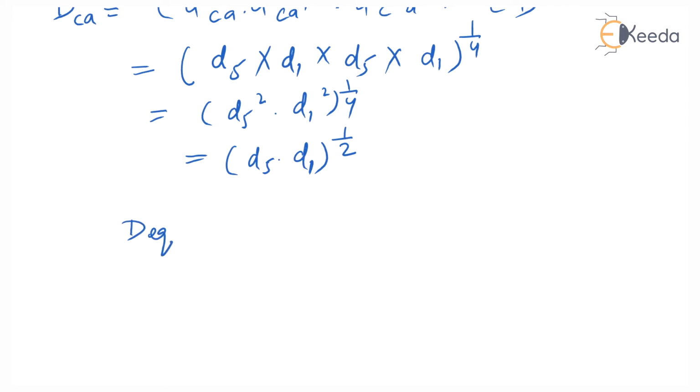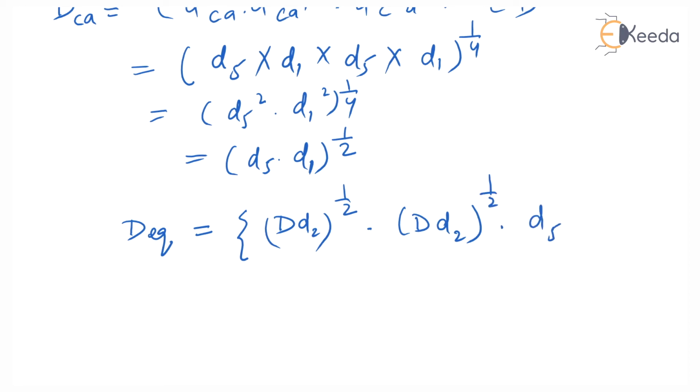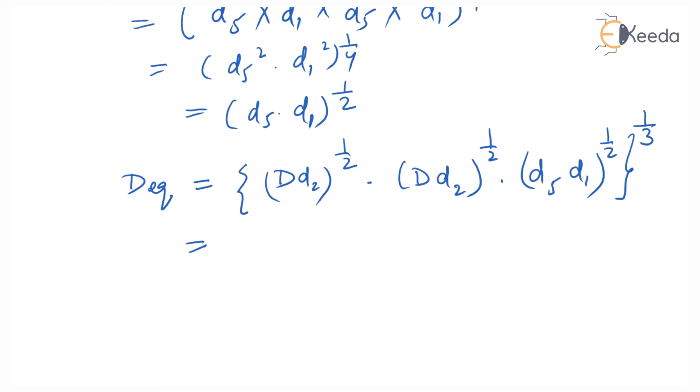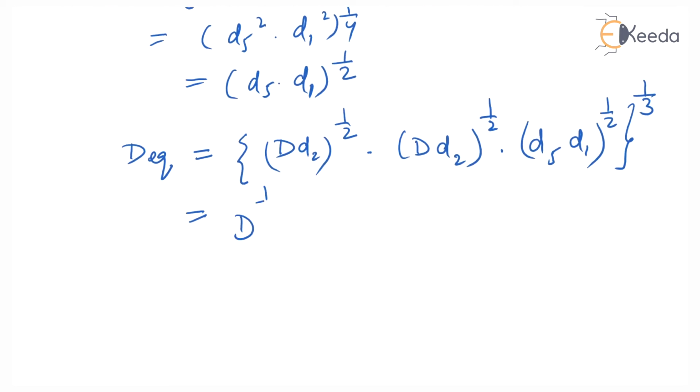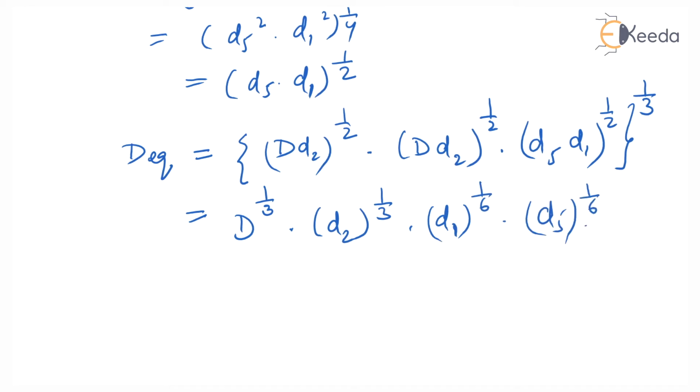So D equivalent is equal to DAB, means D D2 to the power 1 by 2 into DBC. This is equal to DAB. So this is equal to again D D2 to the power 1 by 2 into DCA, this is D5 into D1 to the power 1 by 2, whole power 1 by 3. On simplifying this we get D to the power 1 by 3 into D to the power 1 by 3 into D1 to the power 1 by 6 into D5 to the power 1 by 6. So this is equation number 4.